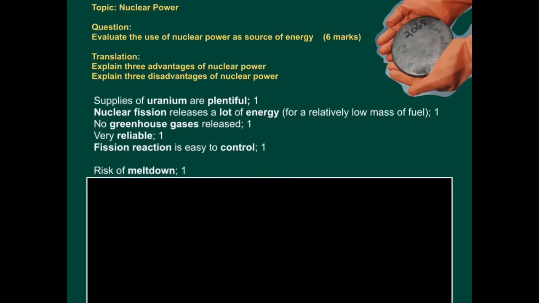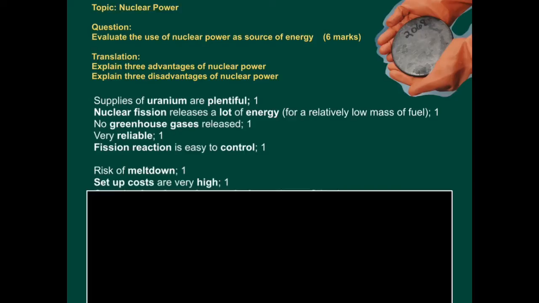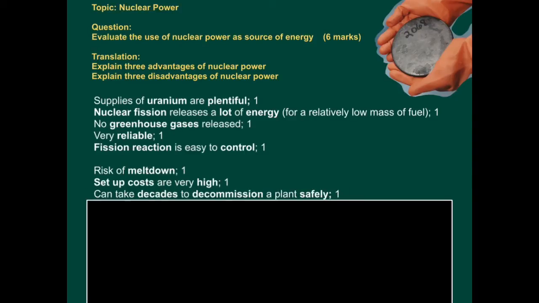Now for the disadvantages. Obviously the biggest fear with nuclear power is the risk of a nuclear meltdown. Nuclear power stations have very high setup costs. And similarly, trying to decommission a power plant safely can take decades. It's a very expensive and lengthy process to basically safely disassemble the nuclear power plant.